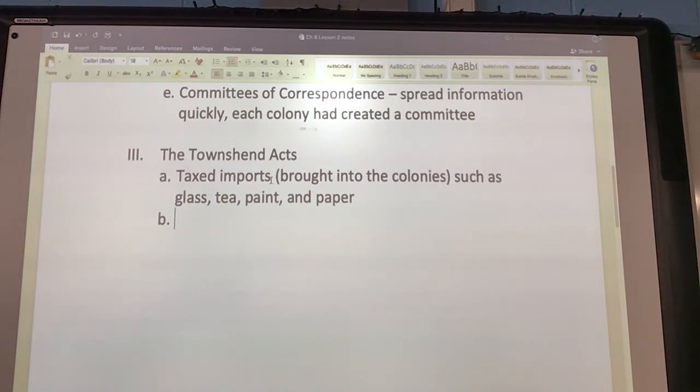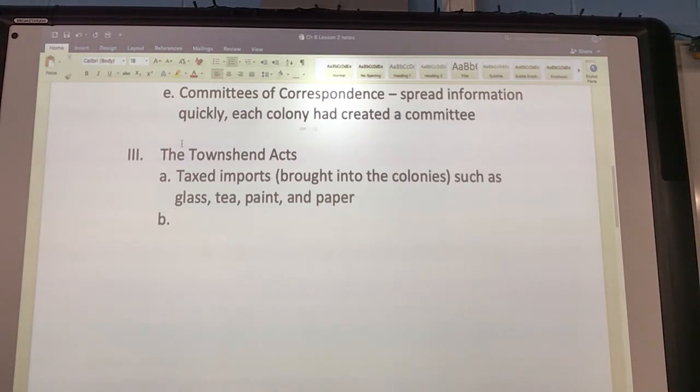As the number of people taking part in protests grew, Parliament sent more soldiers to the colonies. By 1770, about 9,000 British soldiers were in the colonies. About 4,000 of them were stationed in the city of Boston.